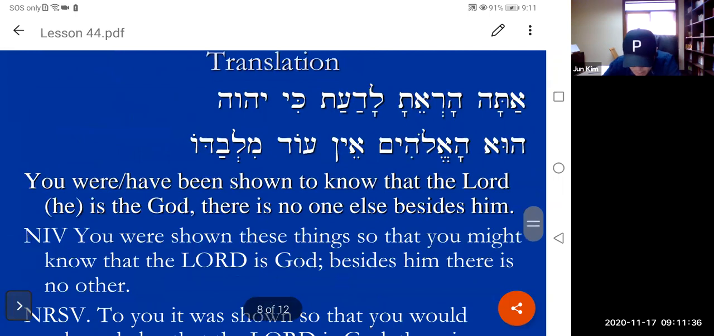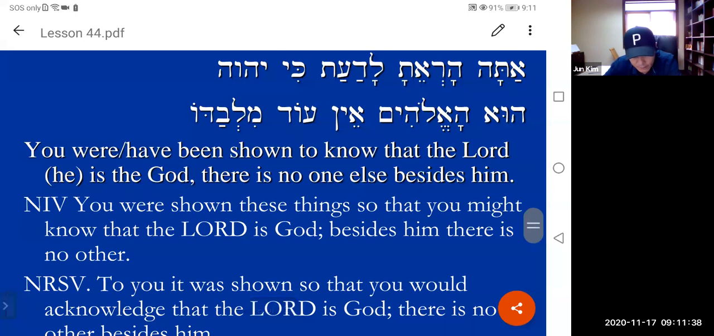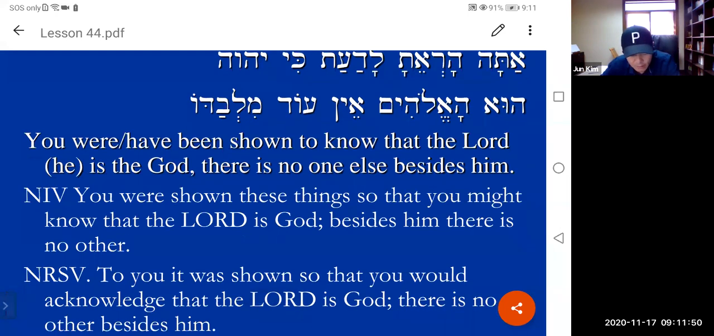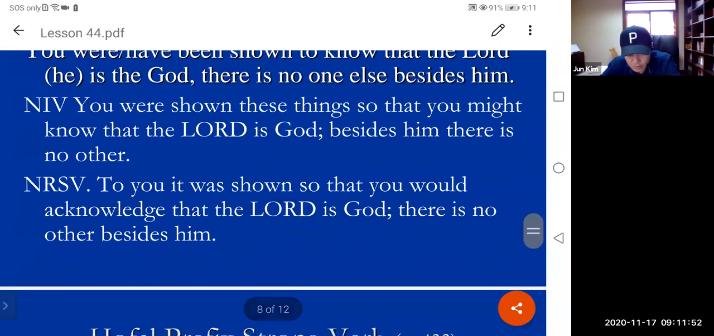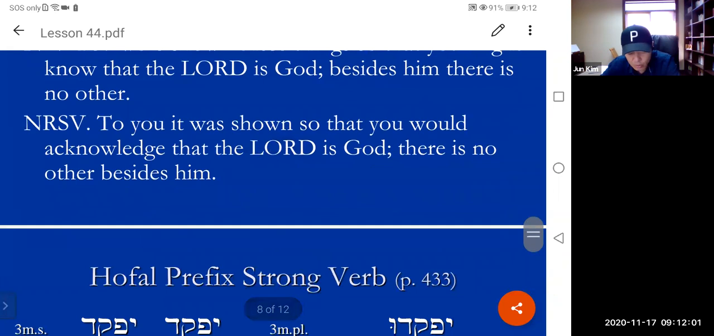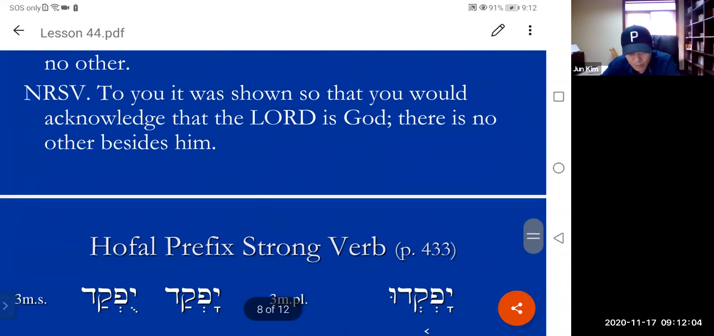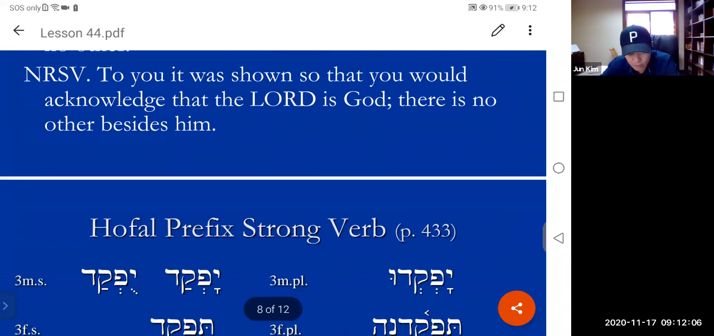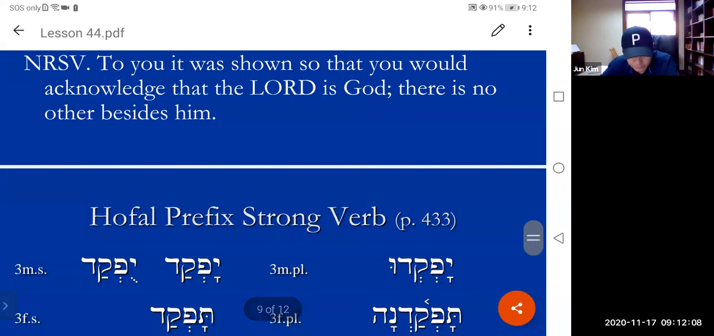So the final translation: you were shown to know that the Lord, he is God. There is no one else beside him. It's a bit smoother translation. NIV said, you were shown these things so that you might know that the Lord is God. Besides him, there is no other. NRSV, to you it was shown so that you would acknowledge that the Lord is God. There is no other besides him.